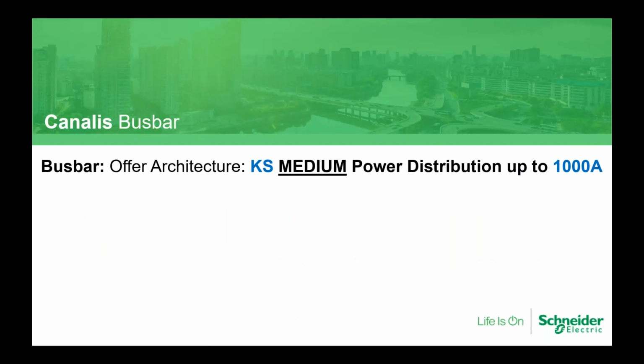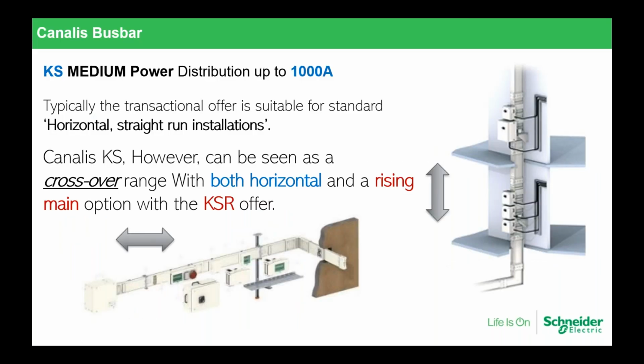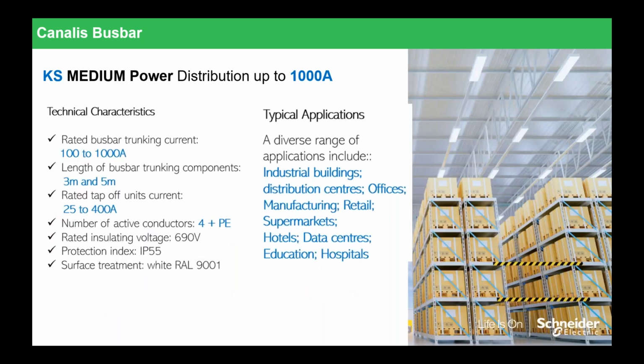And just rush up a little bit. This is the last one. I think this is just to mention on the KS. And after this, we'll open for the questions. Sorry. So KS is the medium power distribution part of the Transactional. So it's going from 100 amps up to 1000 amps, 3 meter and 5 meter in terms of length. And it is supplying loads from 25 to 400 amps.